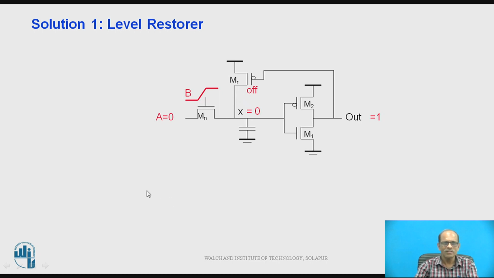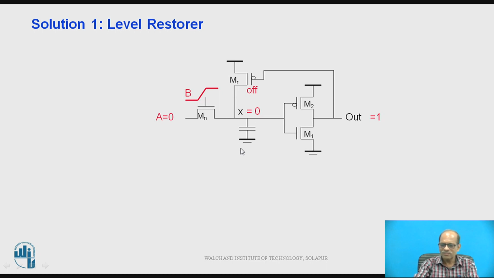Now how does the circuit work? If input A is equal to 0 and B changes from 0 to 1, then Mn will become on, so this 0 passes through this NMOS and X is equal to 0. This X equal to 0 is stored by the internal capacitance, and the output of the CMOS inverter is logic 1. This goes to the gate of the PMOS, and therefore this PMOS is off and this 0 will be retained as it is.